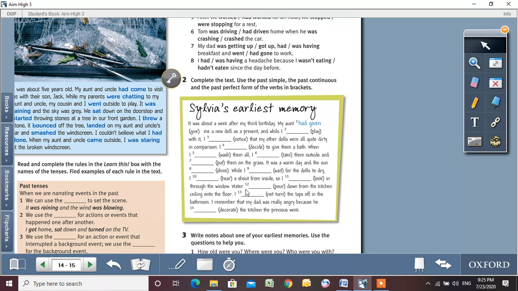Water was pouring down from the kitchen ceiling onto the floor. I hadn't turned the taps off in the bathroom. I remember that my dad was really angry because he had decorated the kitchen the previous week. And this is the end of the lesson.